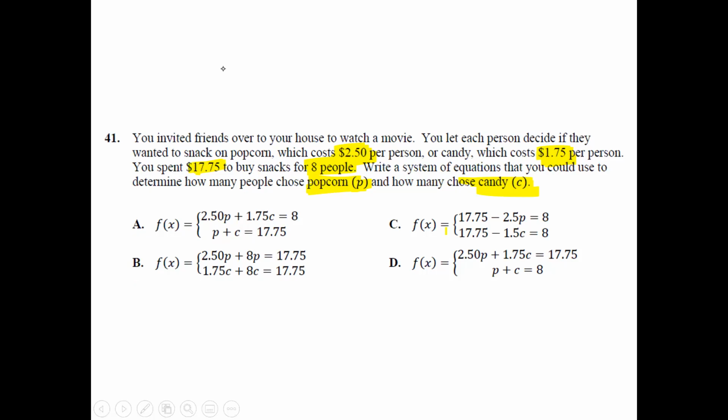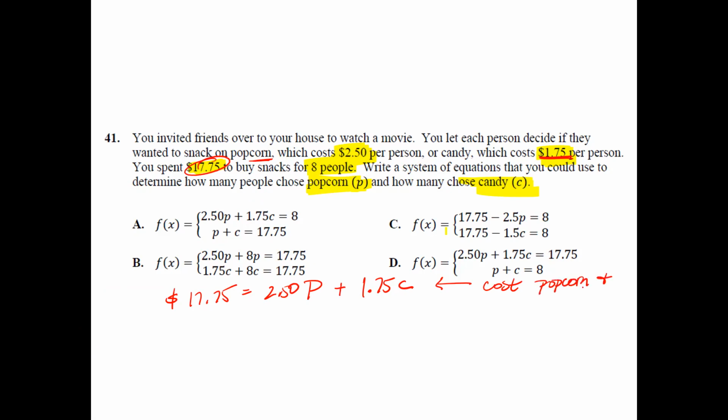And so let's take a look at this. The cost of everything, you only have $17.75, okay? $2.50 is for popcorn, so $2.50 times P, plus $1.75 for candy, C, okay? So this first equation right here is gonna be the cost of popcorn and candy. So if you look at the answers, there's only one that matches that, and that's D as in dog, but we're gonna keep going, okay?